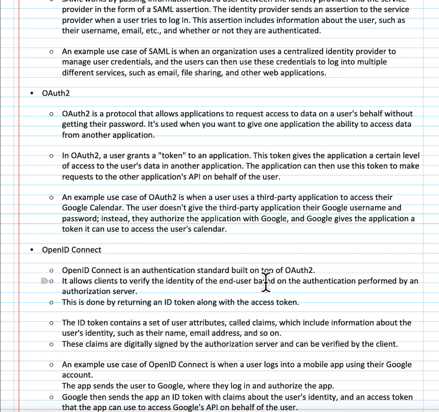So an example would be a user who wants to gain access to, let's say, Google Calendar. The user doesn't give the third-party application their Google username, right? You don't want to give them that, but instead you authorize the application with Google to work between the calendars. So you're not giving them the username, but you're saying, hey, Google Calendar, you can work with this application, and then they sync up together.